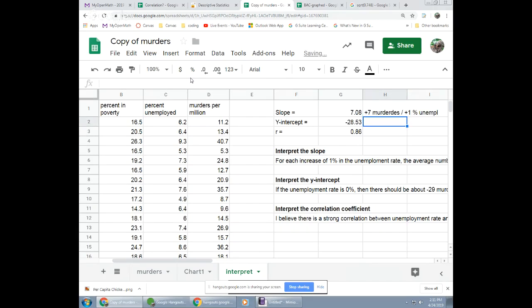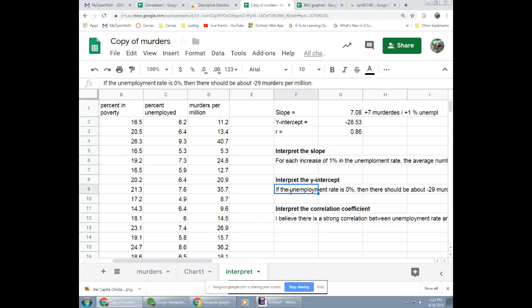So then I just need to put that in words. So here are my words for that. For each increase of 1% in the unemployment rate, the average number of murders per million people should rise by about 7. So I have an increase in the unemployment rate leading to an increase in the murders per million. The ratio is 1 to 7. So you just put that in plain language.